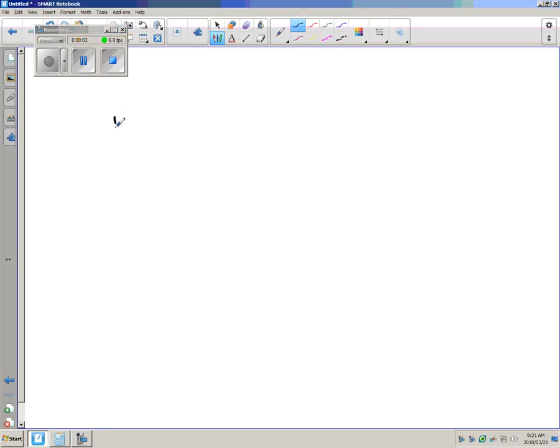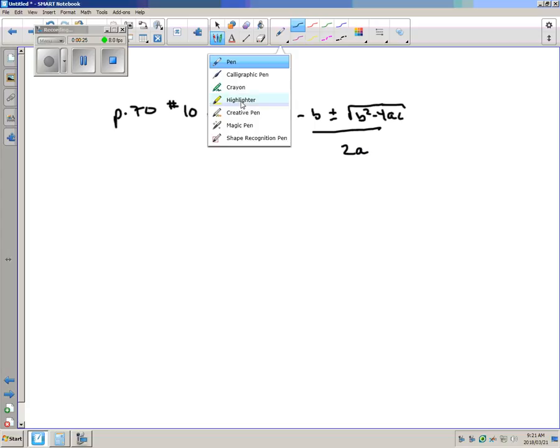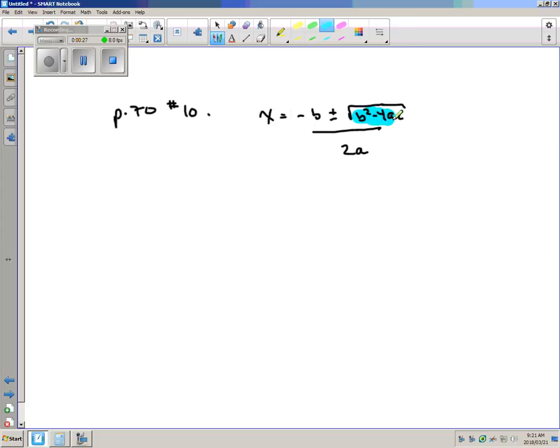Okay, page 70, number 10. That question addresses something called the discriminant. In the quadratic formula, x equals negative b plus or minus the square root of b squared minus 4ac, all over 2a. We call what's inside the square root the discriminant.